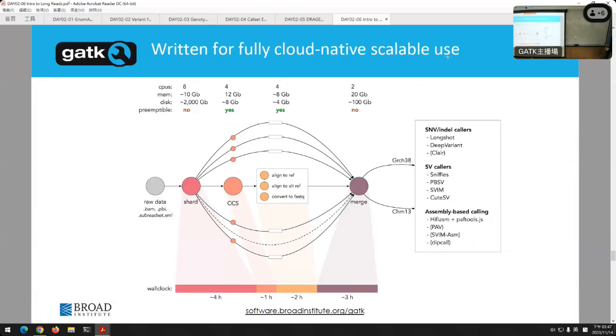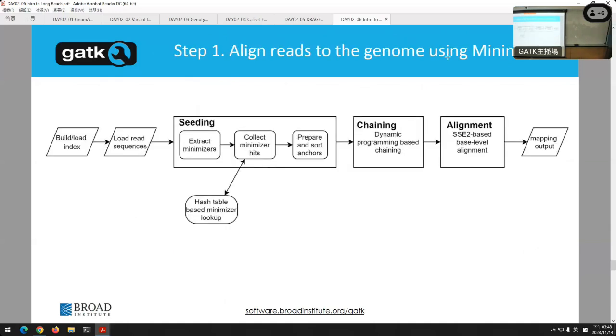And these pipelines are written to be run in the cloud, so they take advantage of parallelization to process this really large amount of data, but they could also be run on a high performance computing environment. So the first step of the pipeline is to align the reads back to the reference genome. That's familiar from short reads, but for long reads, we use an aligner called Minimap2 because it's a really versatile aligner that also works for long reads.